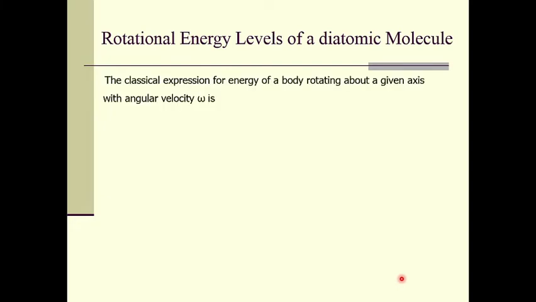The classical expression for energy of a body rotating about a given axis with angular velocity omega is given by E is equal to one half I omega square, right, where I is the moment of inertia and omega is the angular velocity.